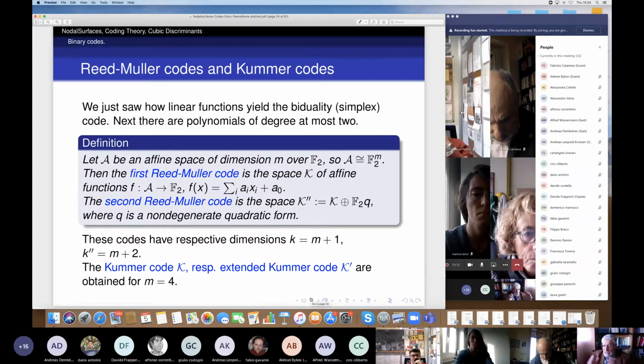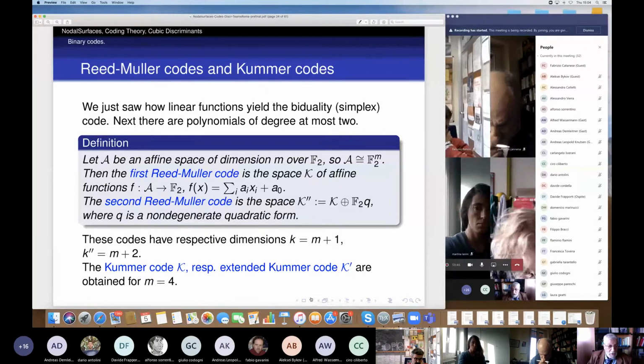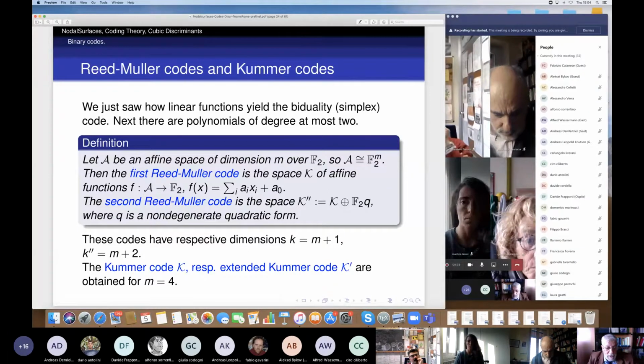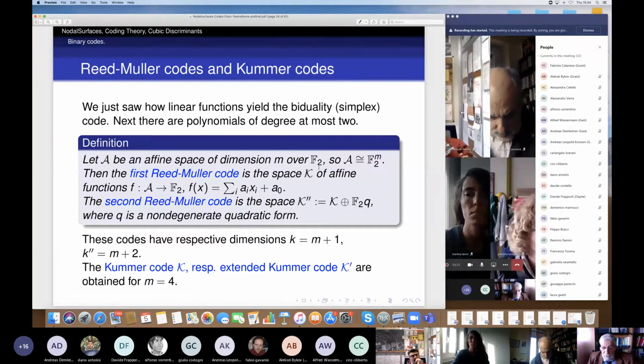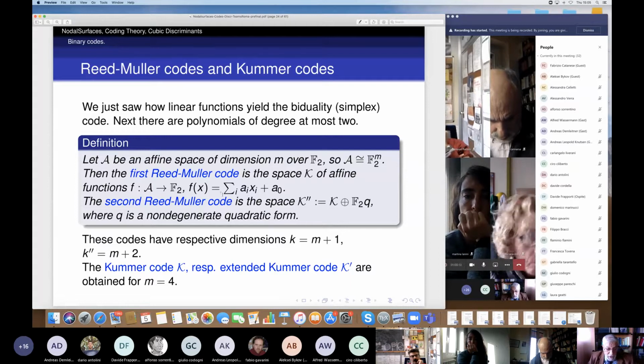Now we have seen that linear functions describe the first code, the simplex code. Now let's go to quadratic functions, polynomials of degree at most 2. Now we take an affine space of dimension m over the field with 2 elements. So A is essentially F2 to the m, except that you're not fixing the origin. Then the first Reed-Muller code is the space of affine functions from A to F2. So f is just a linear function, sum of aixi plus a constant.